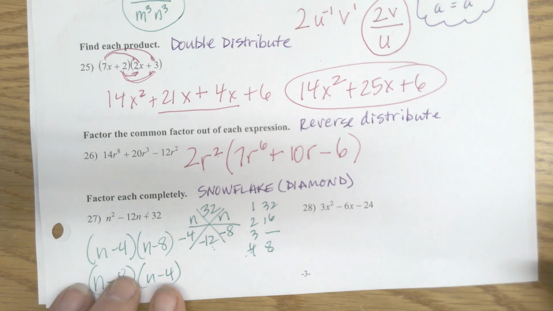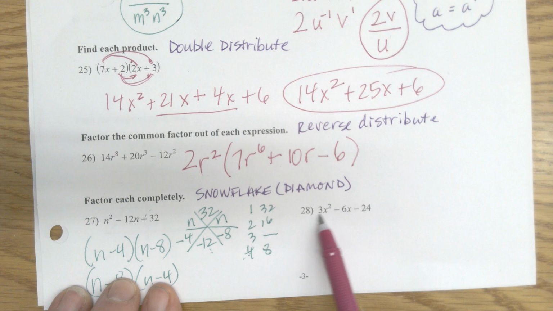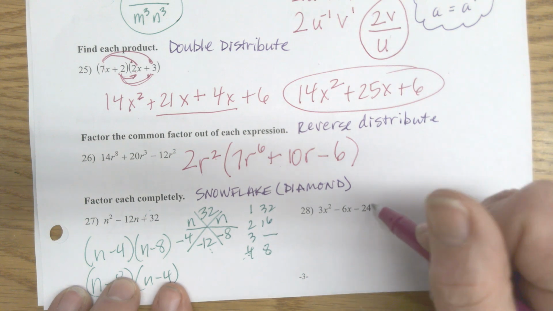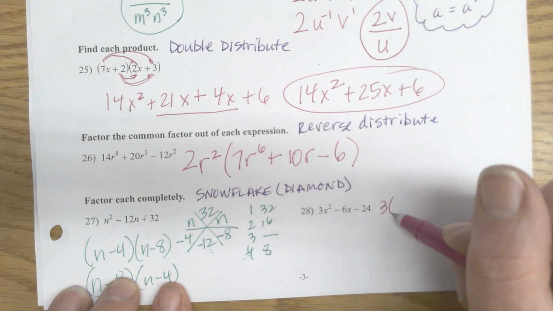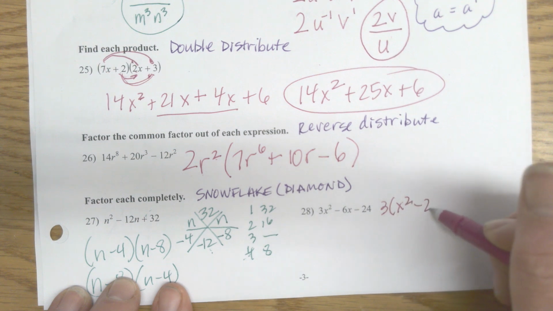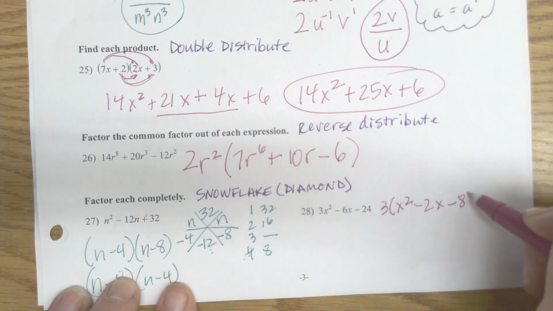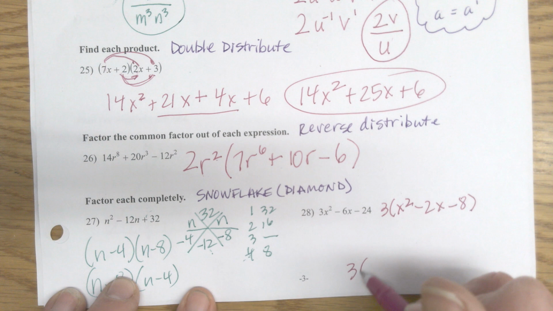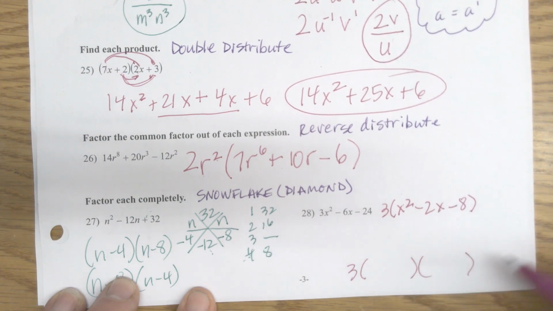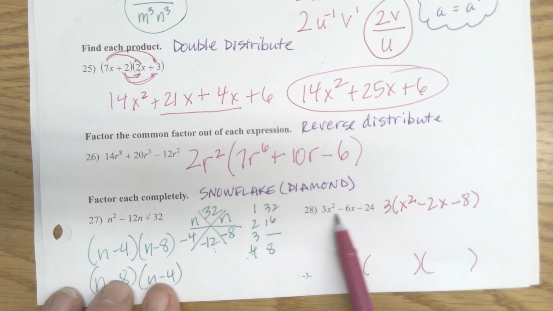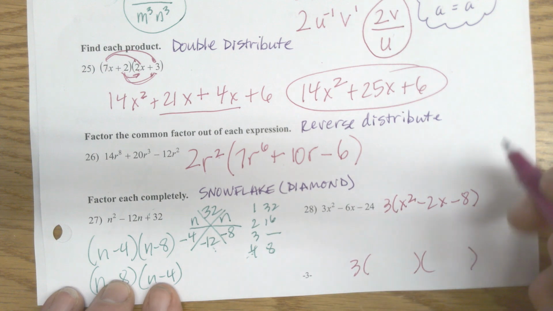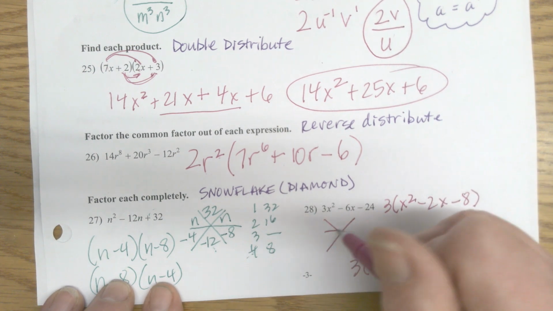You do have to remember that on occasion you're going to have to reverse distribute first. So I can pull out in this problem a 3. So minus 2x minus 8. And so when I give my answer, a 3 is going to be in front. So keep that in mind. Sometimes you're going to have to do a little bit extra work. Now I'll make my diamond.